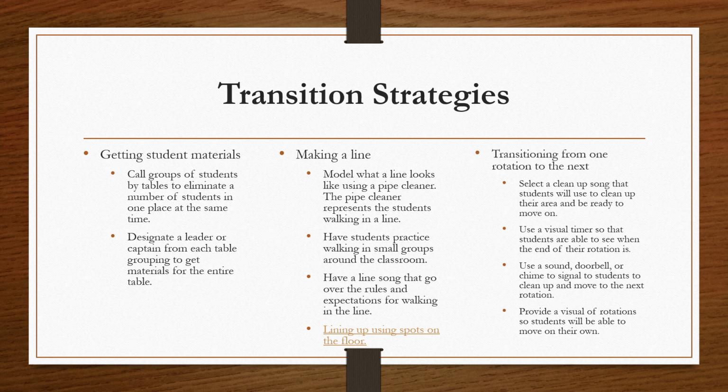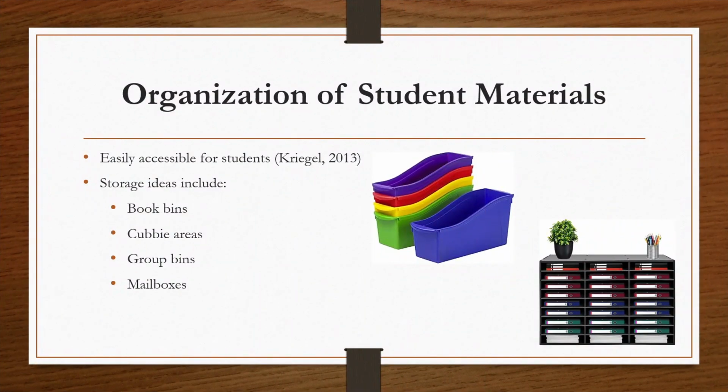During small group rotations, teachers and students can decide on a cleanup song that everyone likes. When the cleanup song comes on, students can stop what they are doing and clean up their rotations to make for a smooth transition. Another strategy that can be used for transition is to set up a visual time for all students to see. When the time gets down to 1 minute, all students will stop what they are doing and clean up. Teachers can use a signal, such as a doorbell or a wind chime, to alert the students that it is time to clean up.